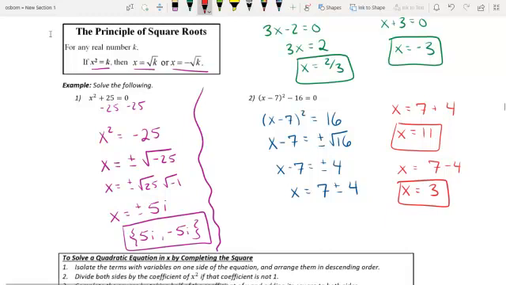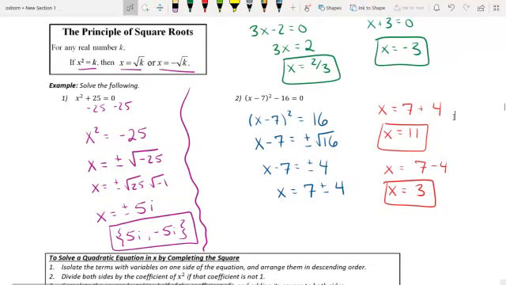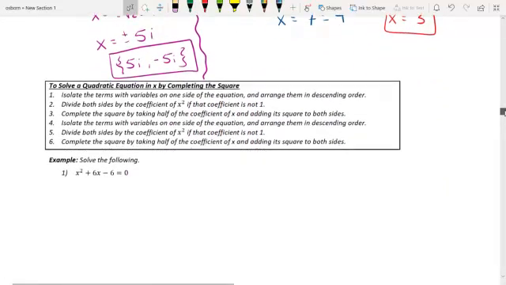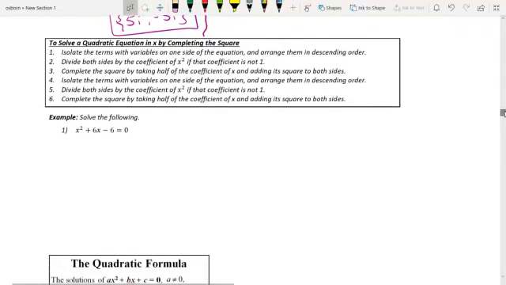Alright, so let's keep the fun going and talk about solving quadratic equations in x by completing the square. Let's first talk about the steps to solving a quadratic equation in x by completing the square. The first thing you want to do is isolate the terms with the variables on one side of the equation and arrange them in descending order. Then you will divide both sides by the coefficient of x squared if that coefficient is not 1. Then you'll complete the square by taking half of the coefficient of x and adding its square to both sides.